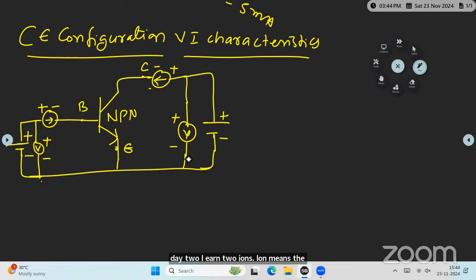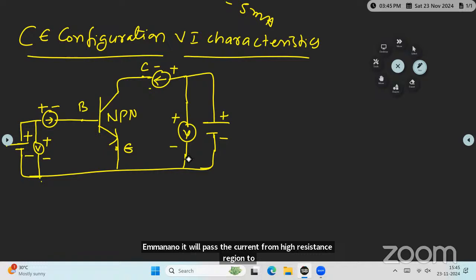Coming to the transistor, it transfers the current from the high resistance region to the low resistance region. Ela avutundamma? Anyone can tell me? Meeku indaka working operation cheppanu kada. Transistor emannanu, it will pass the current from high resistance region to low resistance region.